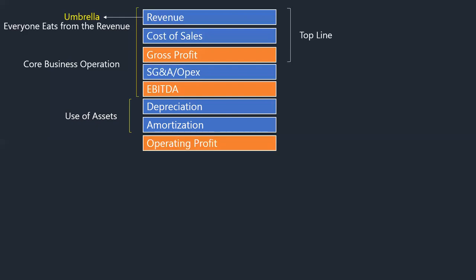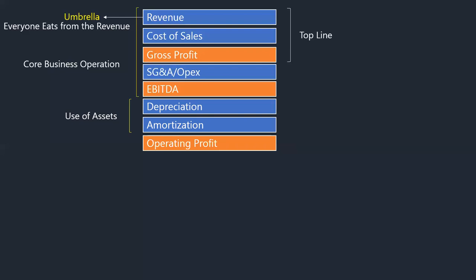So we have depreciation, right? Then we have our operating profit. Now, I'm quite sure you know the reason why EBITDA is not called operating profit. Do you know? EBITDA is not called operating profit, because remember I was saying this is the core business operation.